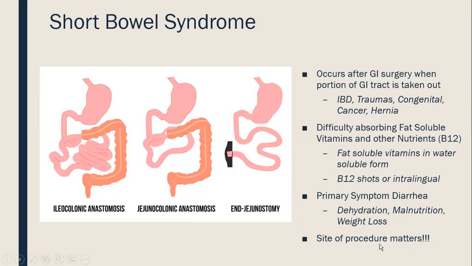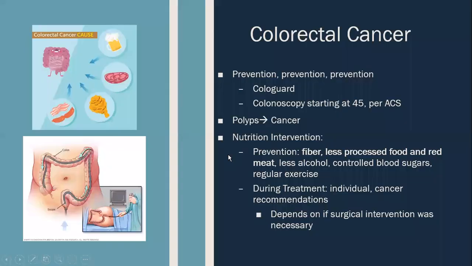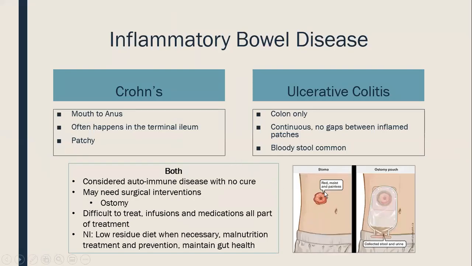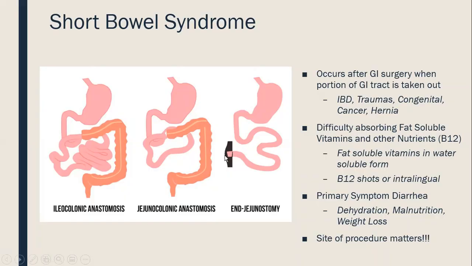What's really important is the site of the procedure matters, and we see anywhere from an ileocolonic anastomosis to a jejunocolonic, or even an enterojejunostomy, where we're using our stoma here and secreting out into a pouch as opposed to down and out through the rectum.